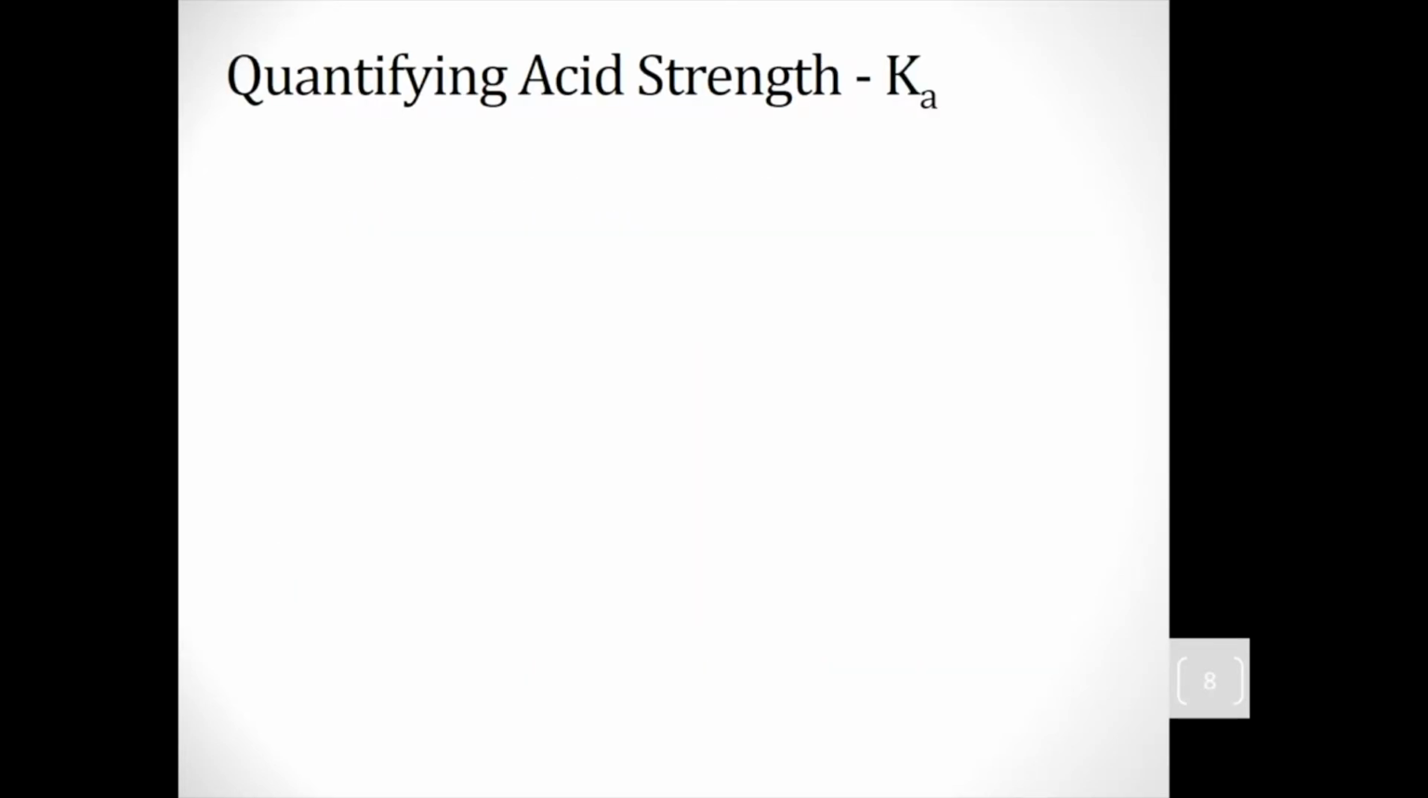All right, we quantify acid strength with something called Ka, and I have great news. You already know how to quantify the strength of an acid. A stronger acid is one that has more of the dissociated ions.